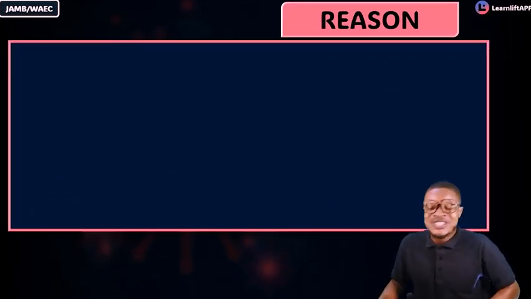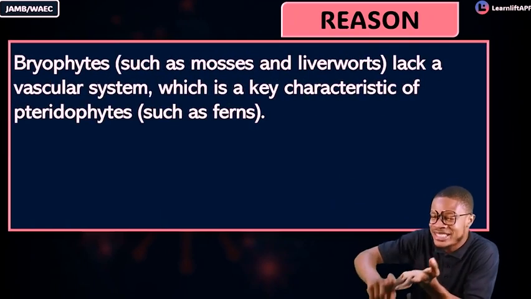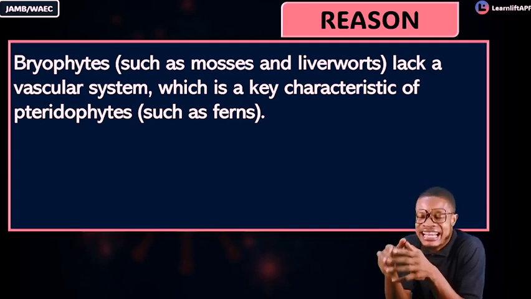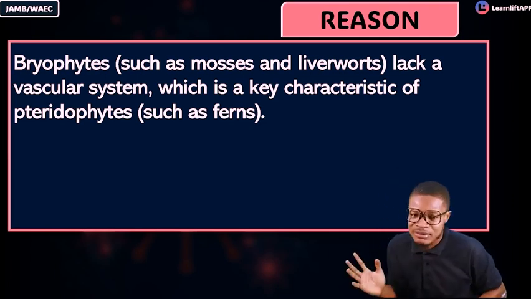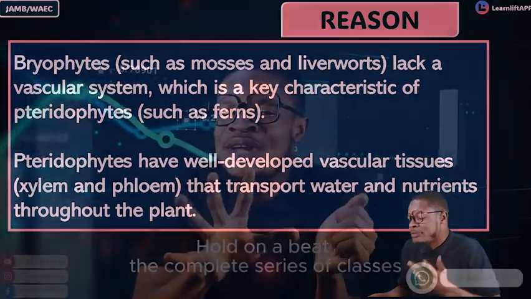Now, I would like you to note this. The reason is simple. Bryophytes, which are the mosses, the liverworts, the hornworts, they lack a vascular system. And that is the key character that you see in your pteridophytes. In fact, one of the sweet things about pteridophytes is the vascular bundles. Oh yes, so that's why they are more advanced than bryophytes. And don't forget, hold on a bit.